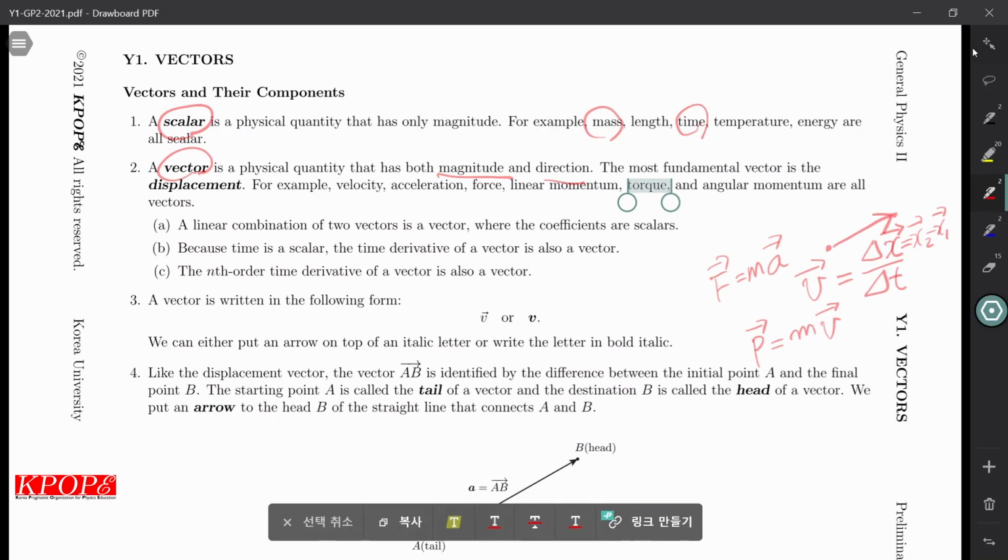Here, we know that the mass is a scalar. So a scalar multiplied by a vector is another vector. So force is another vector.